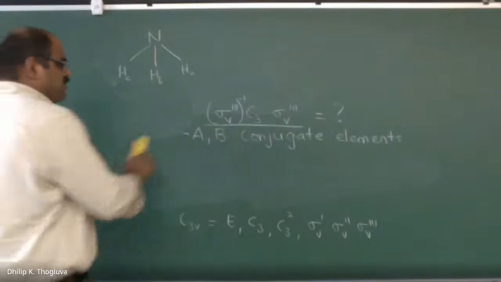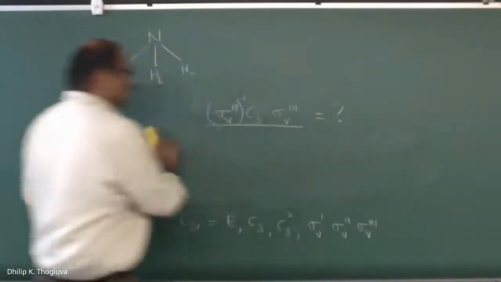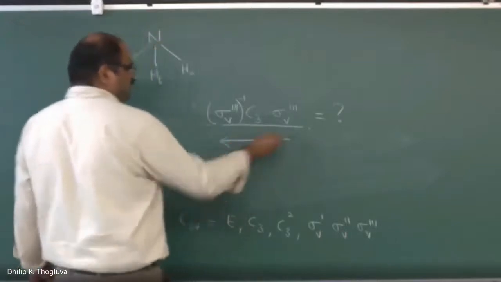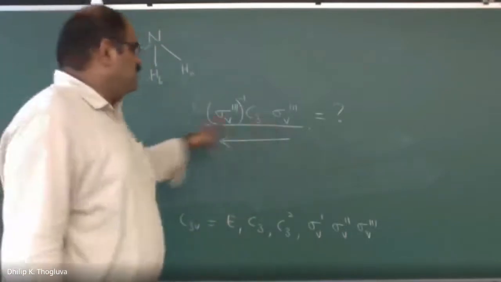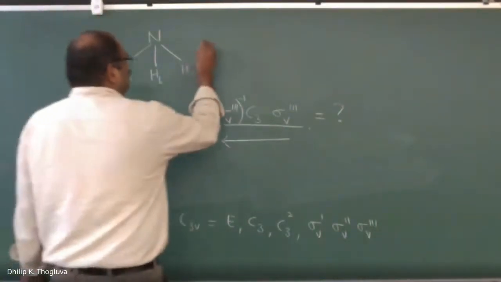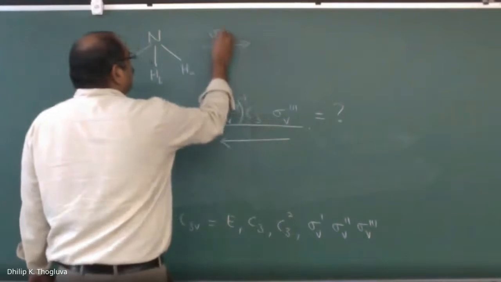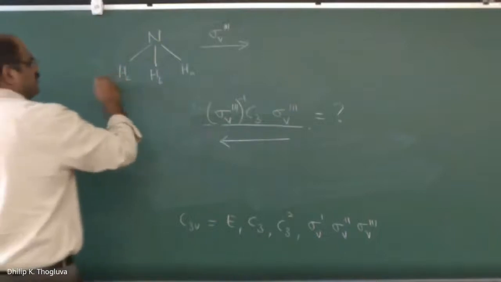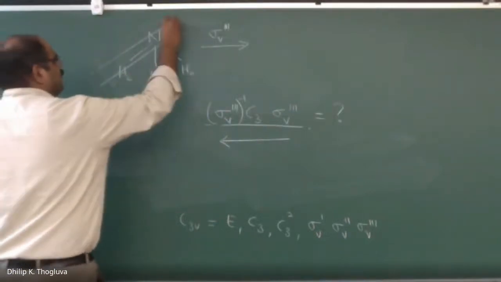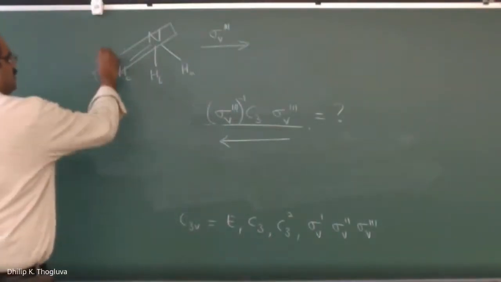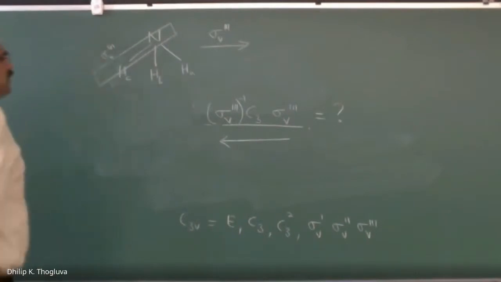So we have to evaluate this relation. We generally operate from right to left. That's the usual practice in group theory. So let's start with sigma v triple prime. Triple prime means we place a mirror plane on the NHC atom. If we do that, this is the sigma v triple prime plane.